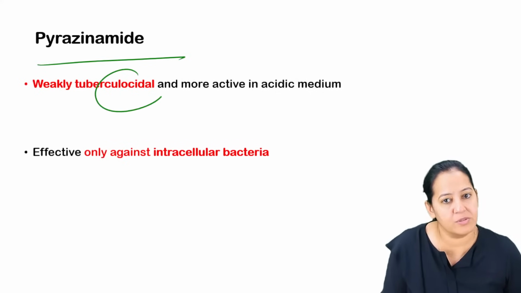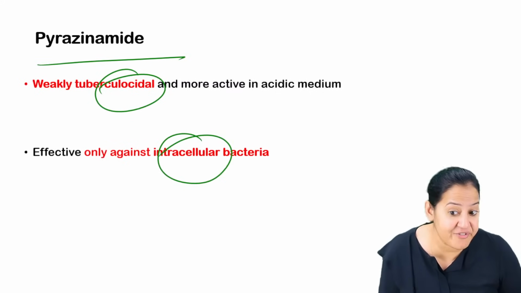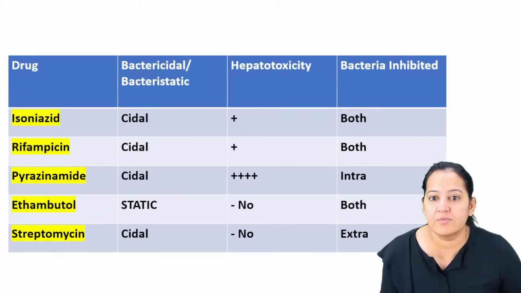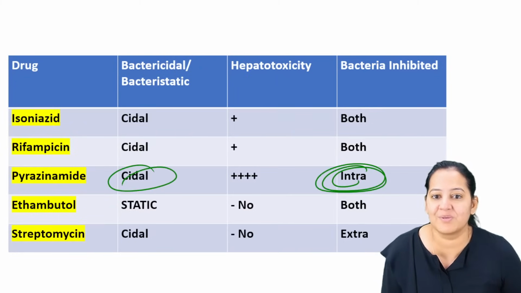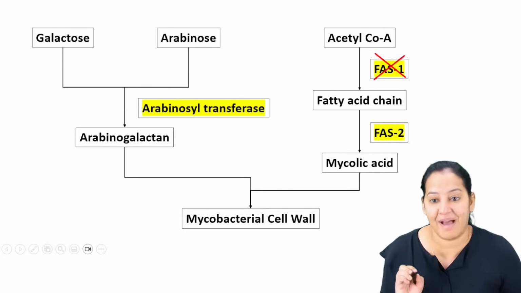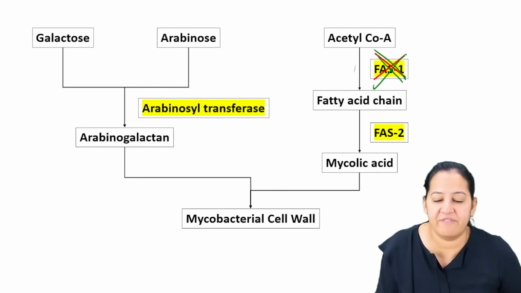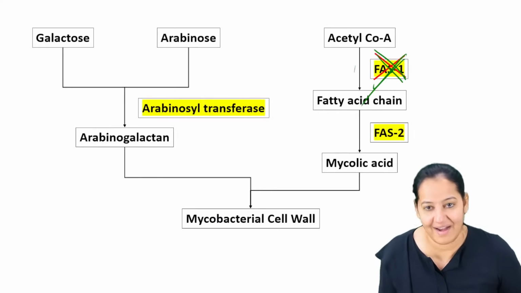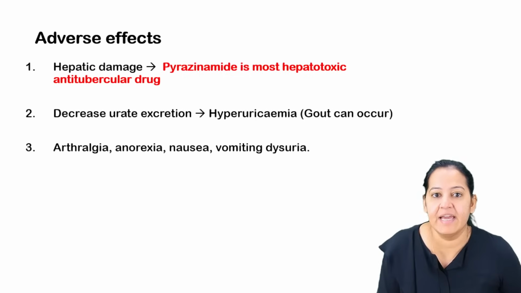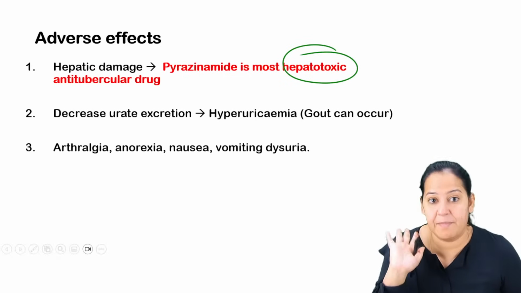Pyrazinamide, the third one, is also Sidal. It acts only for intracellular bacteria, not both. And here also hepatitis is there, maximum. What is the mechanism of action? It inhibits FAS1 and inhibits cell wall synthesis. This also causes hepatitis, but maximum hepatitis.